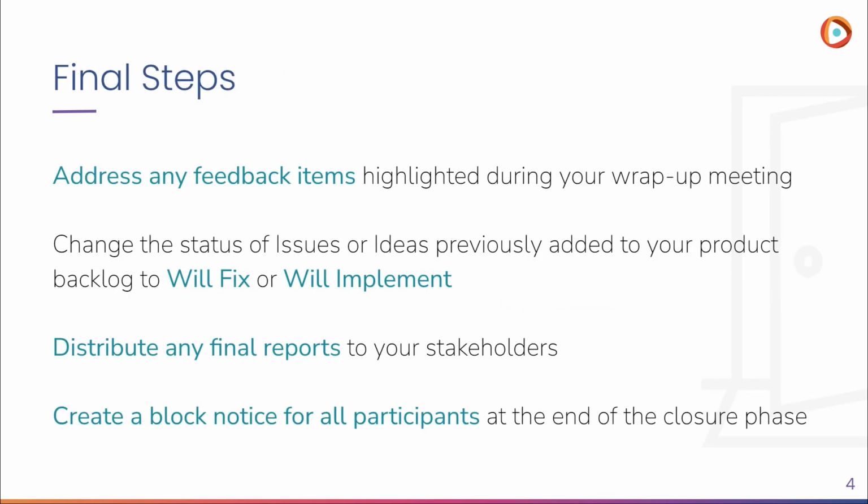Once you're done with your wrap-up meeting, it's time to enter those final steps. So address any feedback items that you had highlighted in your wrap-up meeting. Change the status of issues and ideas previously added to your product backlog to will fix or will implement. This will go directly towards your test impact score. Distribute any final reports that you may have to your stakeholders.